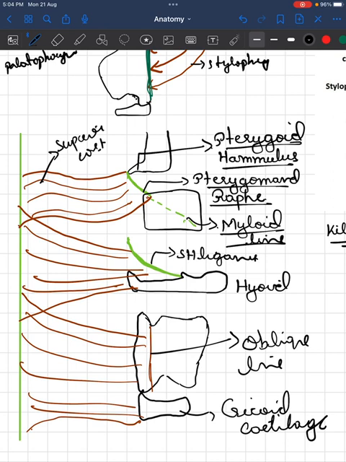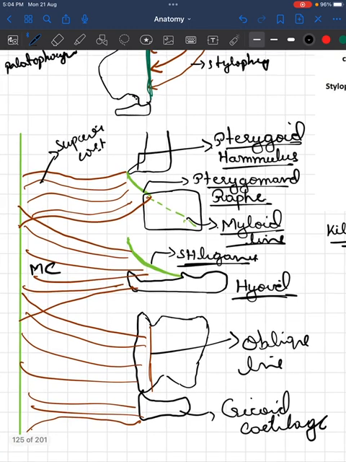Now the middle constrictor, MC being the short form for middle constrictor. As we can see, it arises from the stylohyoid ligament, the lower border of the lesser cornu, and the upper border of the greater cornu of the hyoid. It has the same insertion over the pharyngeal raphe.